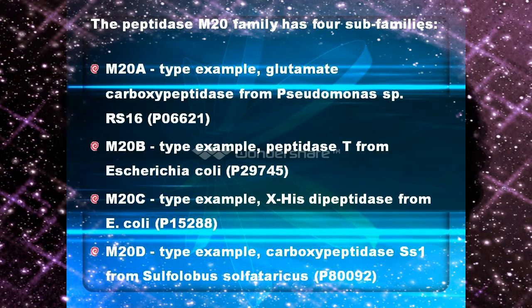The peptidase family has 4 subfamilies. First one, M20A, type example glutamate carboxypeptidase from Pseudomonas. Second, M20B, type example peptidase T from E. coli. Third, M20C, type example succinyl-diaminopimelate desuccinylase from E. coli. Fourth, M20D, type example carboxypeptidase from Sulfolobus solfataricus.